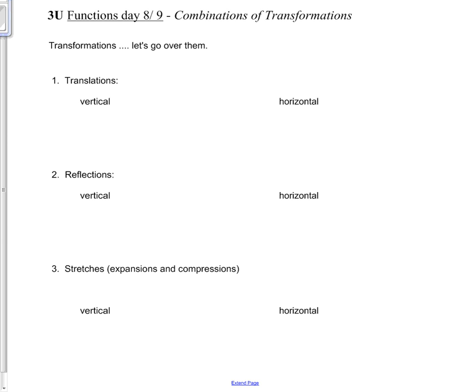We started with translations, which are simple movements left, right, up, or down. So if we have a vertical change, we have a function, and we have k added to the end of it. Outside of the function is a vertical change. If k is positive, or you've added something, your change is up. If k is negative, or it looks like you're subtracting something, your translation is down. Those are vertical changes.